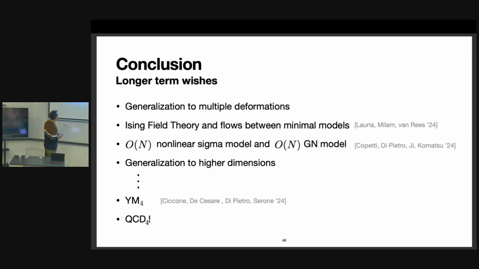And yeah, so we would like to generalize to multiple deformations, of course doing Ising field theory, on a linear sigma model, and then if we dream, we want to do higher dimensions, and eventually it would be amazing if you could use this method to attack phenomenologically interesting questions.